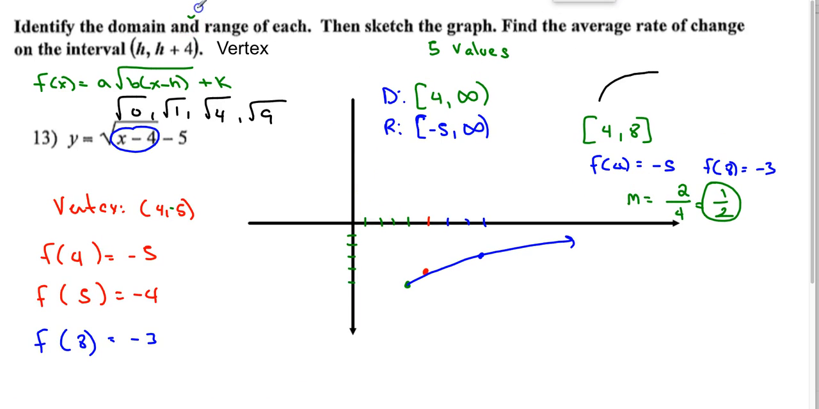So again, we got the domain and range, check. We got the sketch of the graph, check. And the average rate of change on the interval h comma h plus 4. And we wrote down our vertex.